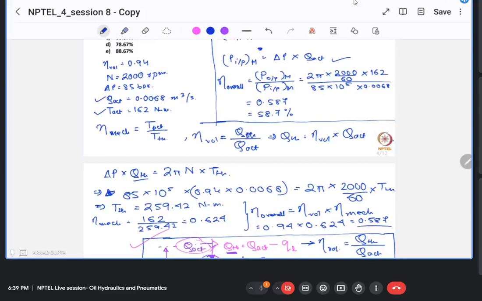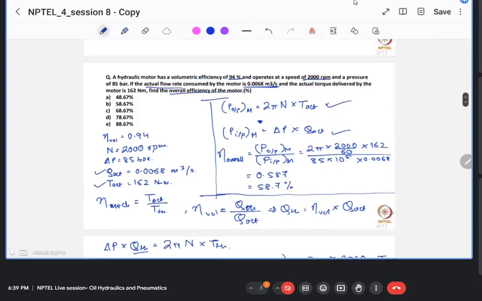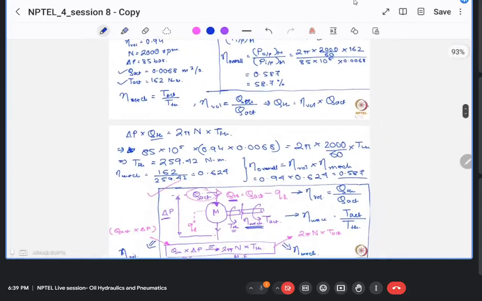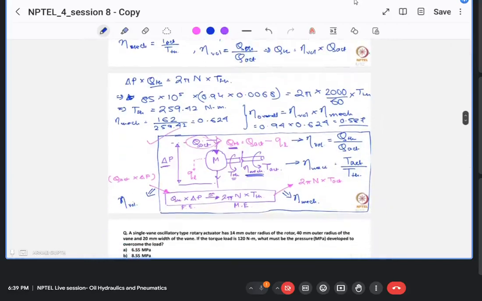So this is the longer, a little bit more elaborate procedure. You can follow either of them. Either way, you're getting the same answer because it boils down to the same formula. So what is the main takeaway from here? Once you're thorough with this entire picture for a motor, it will be easy for you.